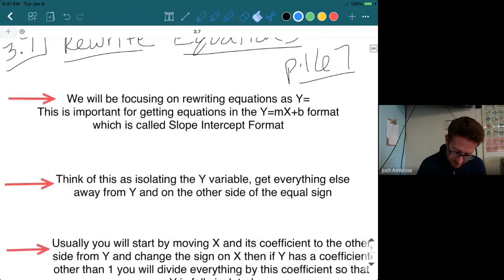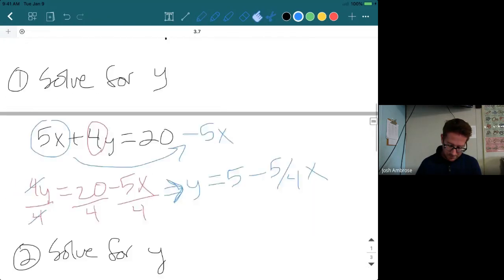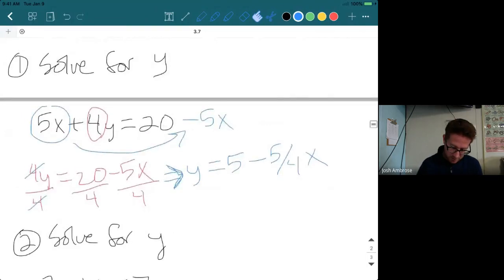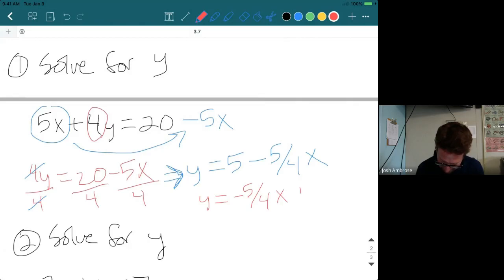It is in this format right here. All right, y equals mx plus b format. So to do that, let's rewrite what we have. And ultimately, we're going to be looking at y equals negative 5/4 x plus 5. All right, do you see that those two expressions are the same?